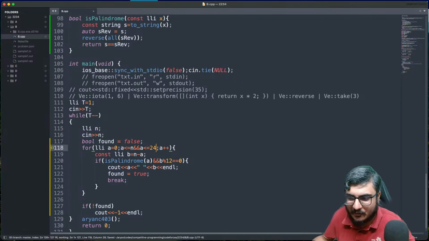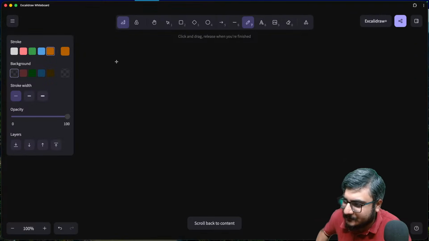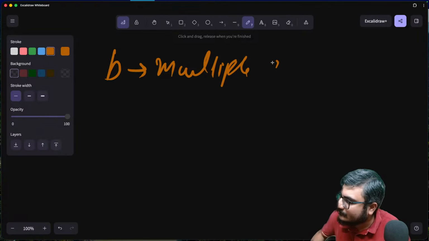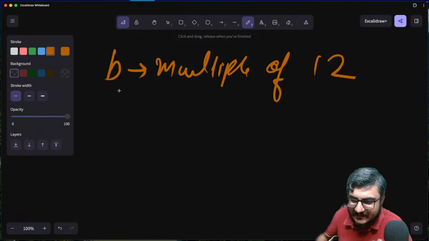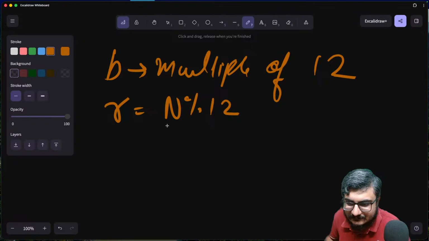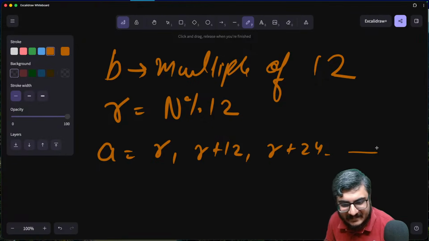Now the question is how. The idea is, since we know that b is a multiple of 12, what would be the possibilities of a? Let's first say r is the remainder when we divide n by 12. Then the possibilities for a are a equal to r, a equal to r plus 12, a equal to r plus 24, and so on. Right? Any questions so far?